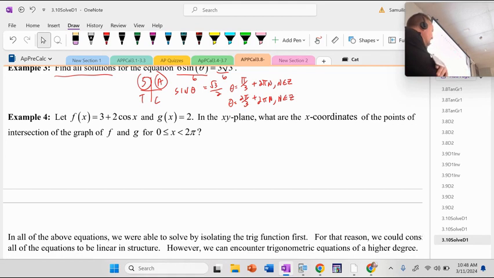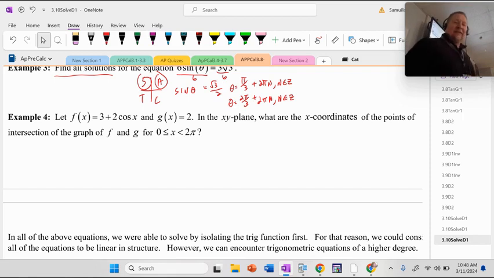Let f of x equal this. Let g of x equal this. In an xy plane, what are the x coordinates of the points of intersection of the graphs f and g? Really, this is all they mean. What is the solution when this equals this? So that's what we're going to do.